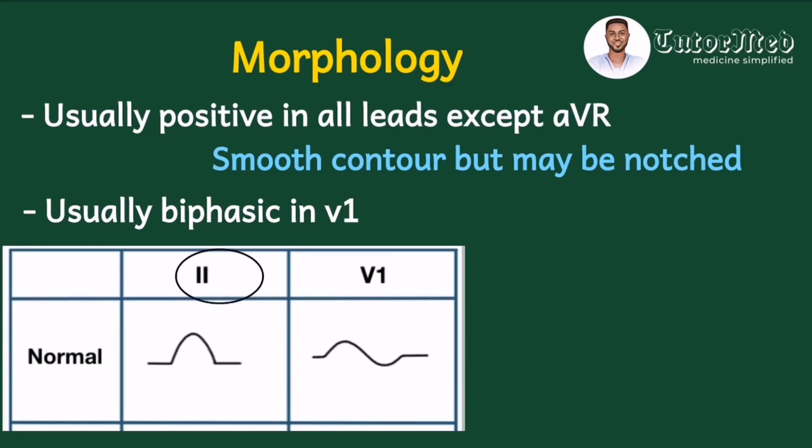So here in lead 2, you see the P wave is pointing in the positive direction. And number 2, it is monophasic. It means that it only has one direction. Now contrast this monophasic morphology in lead 2 with the biphasic morphology in V1. You can see that the P wave has a positive component and a negative component.